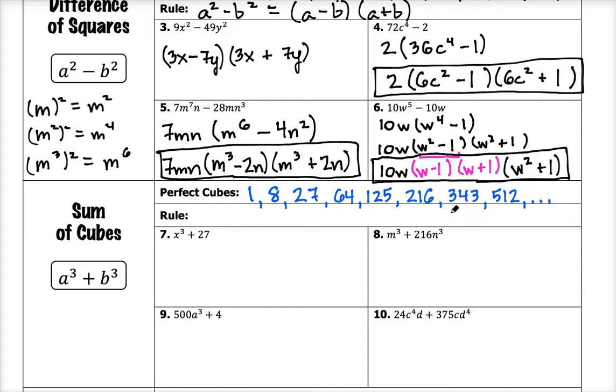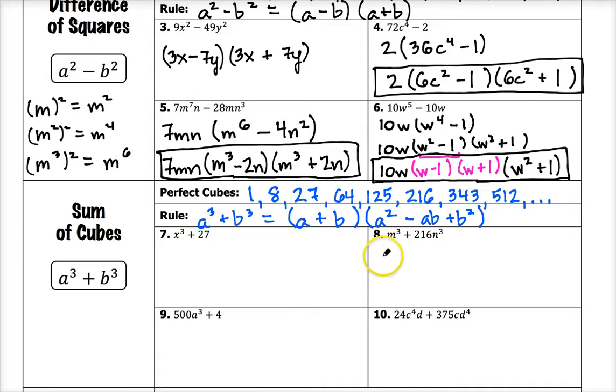Okay, and the rule is if we have a sum of cubes, a cubed plus b cubed, it factors into the following. It factors into a binomial times a trinomial. The binomial will just be a plus b, and then the trinomial will be a squared minus ab plus b squared. Okay, a squared minus ab plus b squared.